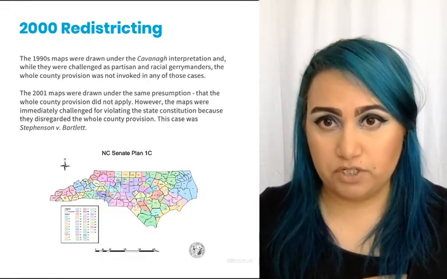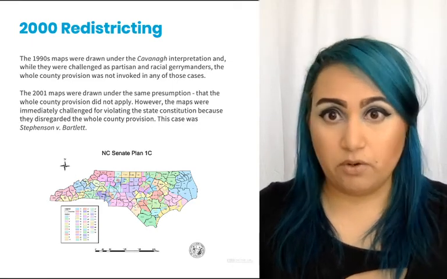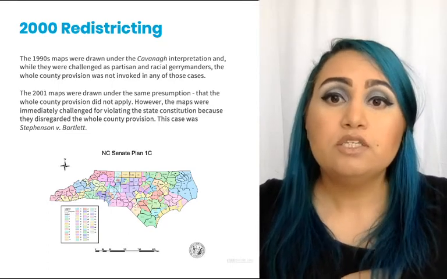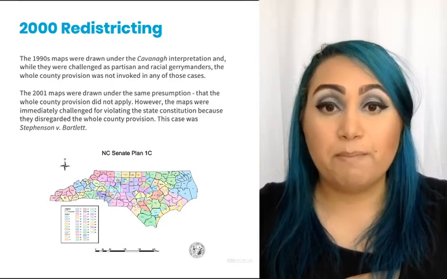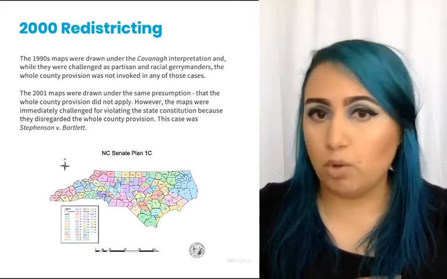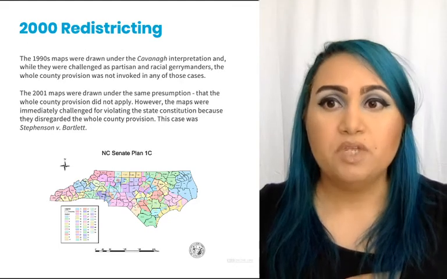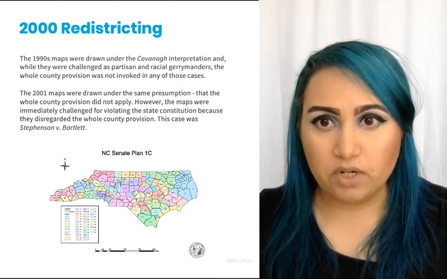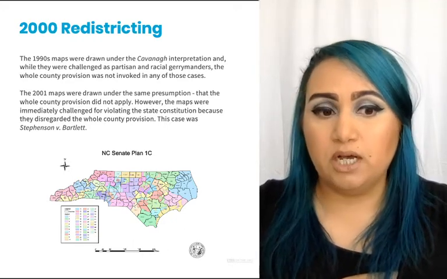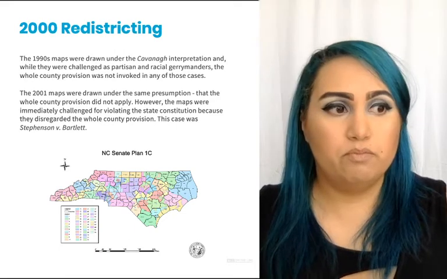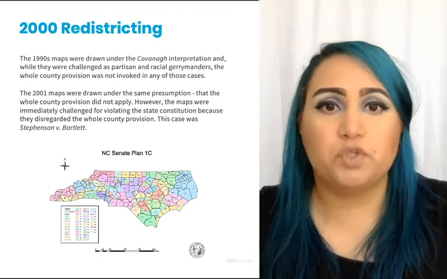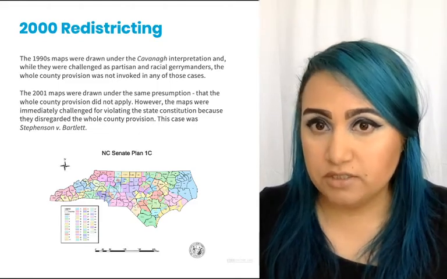So, the 2000 redistricting. And, you'd say, okay, well, what about the 1990s? You talked about the 1980s, before the 1980s, what about the 1990s? So in the 1990s, the maps were drawn under the Cavanaugh interpretation, so under this interpretation that the whole county provision no longer applied. So they were just drawn without whole counties. And those maps were challenged as partisan and racial gerrymanders, more or less only partially successfully. And the whole county provision was never mentioned in any of those challenges.